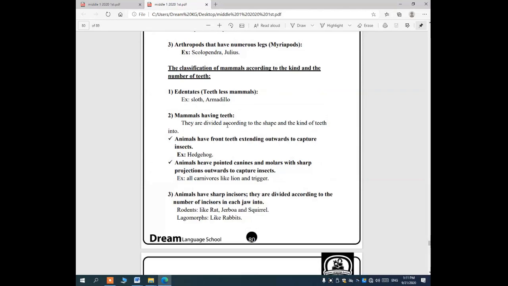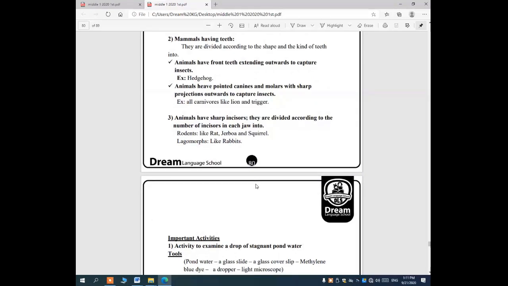Now we will talk about the mammals that have teeth. They are divided according to the shape and kind of teeth. We have animals that have front teeth extending outward to capture the insects, like hedgehog. Or we have animals that have pointed, sharp canines and molars, like all carnivores, like lion and tiger. Lion and tiger have sharp canines and molars to capture the prey.